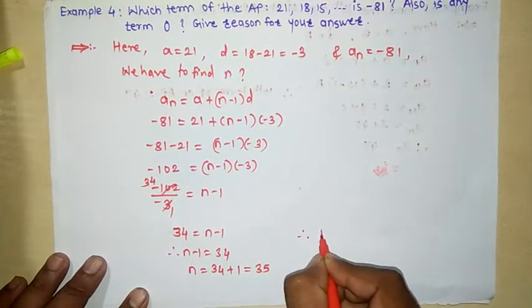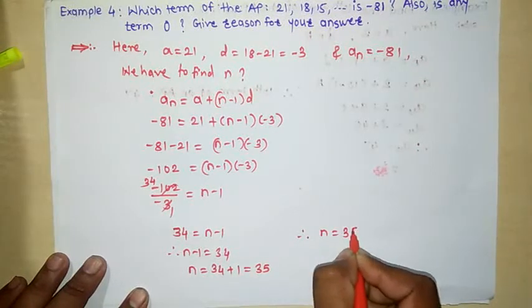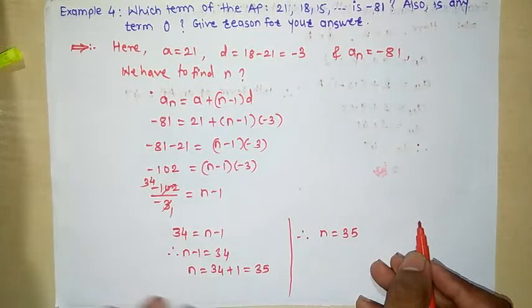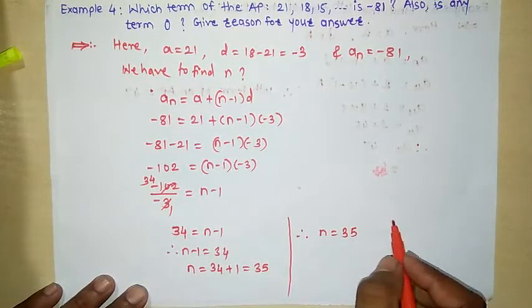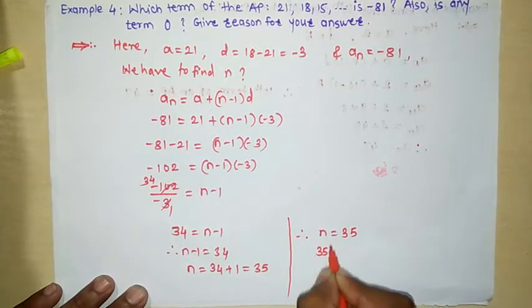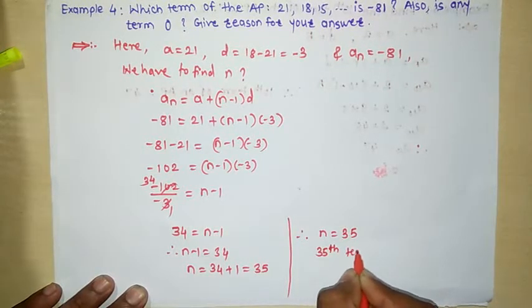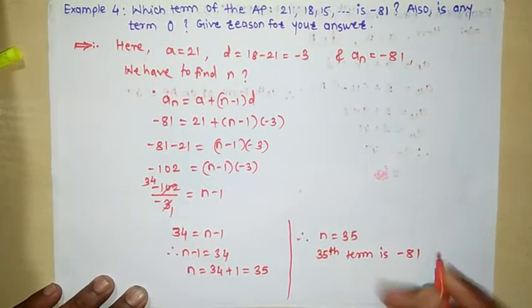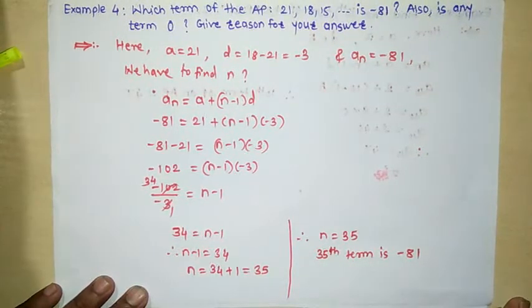Therefore we got n is equal to 35. Means the 35th term is minus 81.